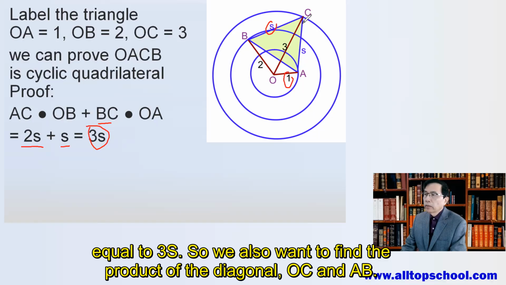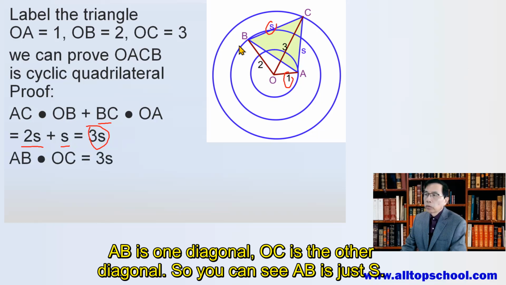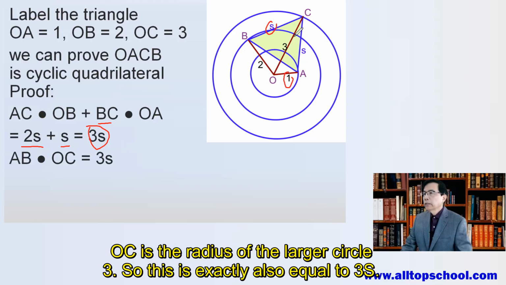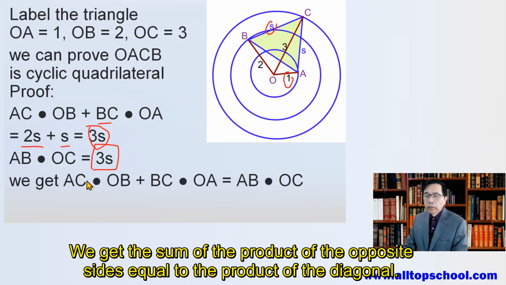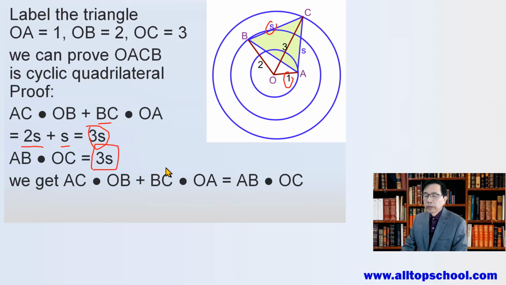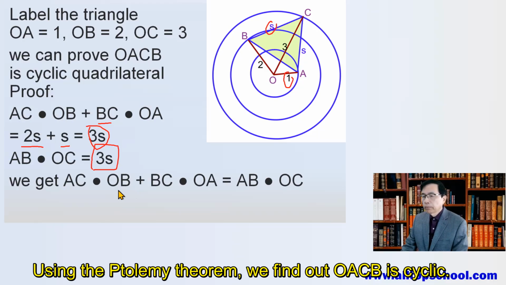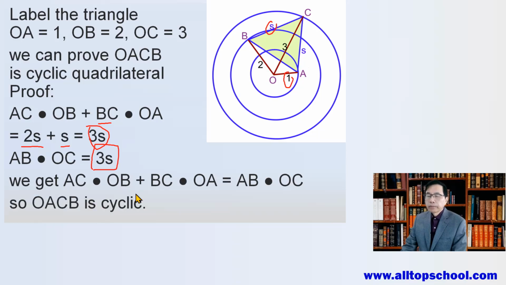We also want to find the product of the diagonals OC and AB. AB is one diagonal, OC is the other diagonal. You can see AB is just S. OC is the radius of the larger circle, 3. So this is exactly also equal to 3S. We get the sum of the products of the opposite sides equal to the product of the diagonals. Using Ptolemy's theorem, we find out OACB is cyclic.